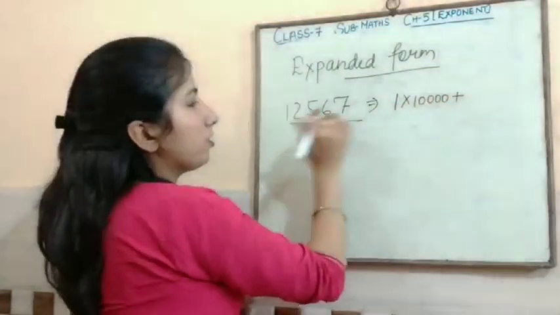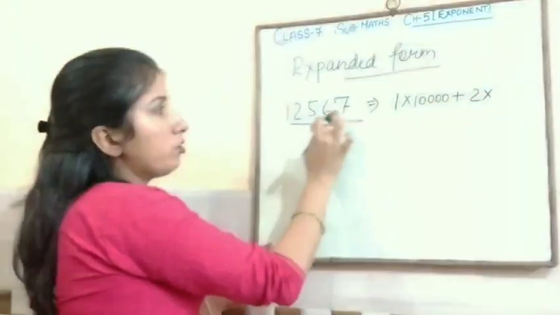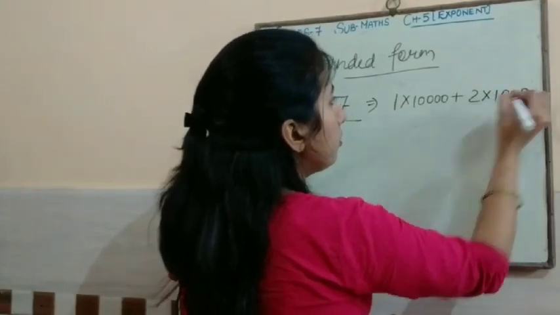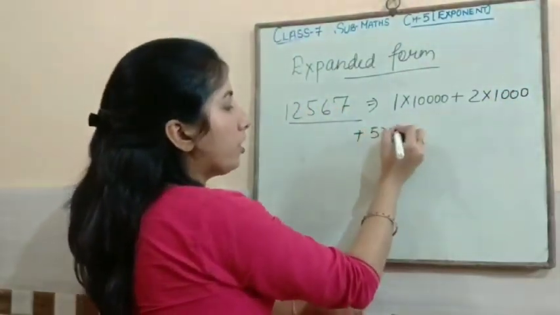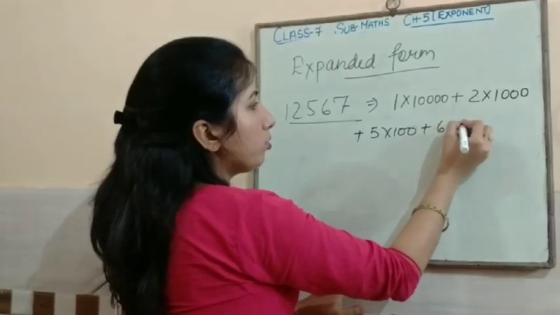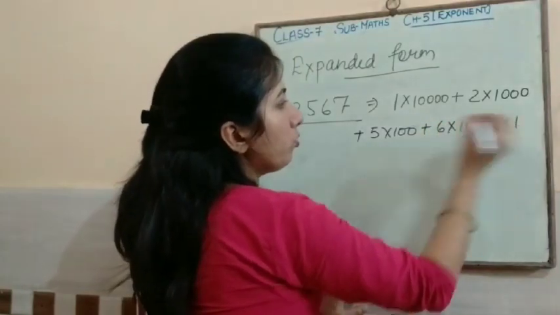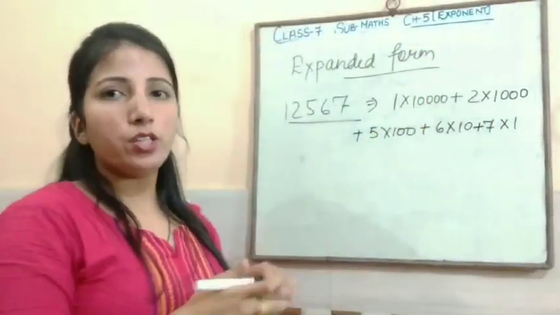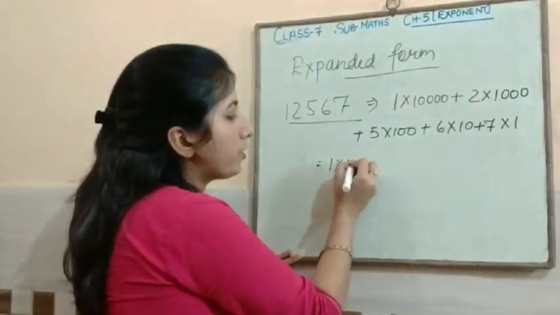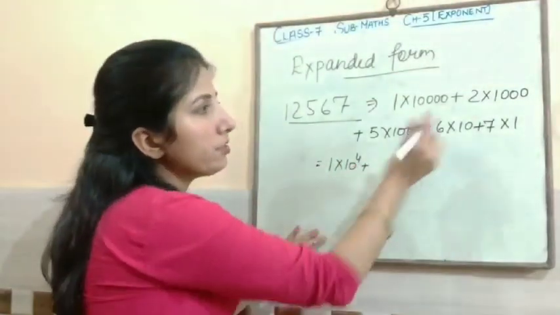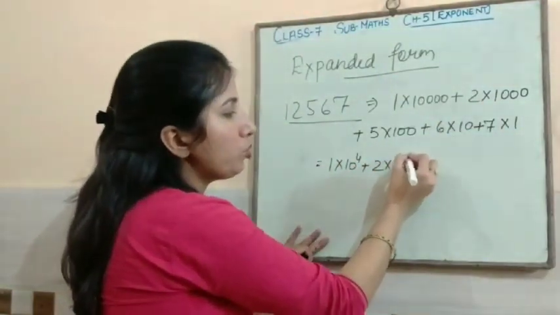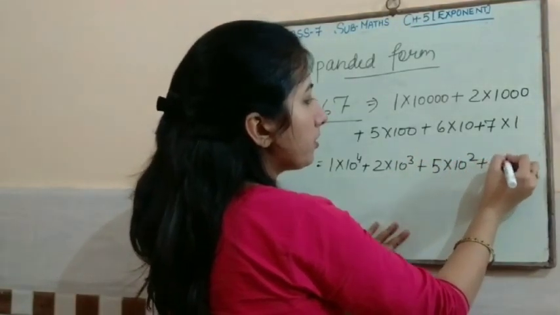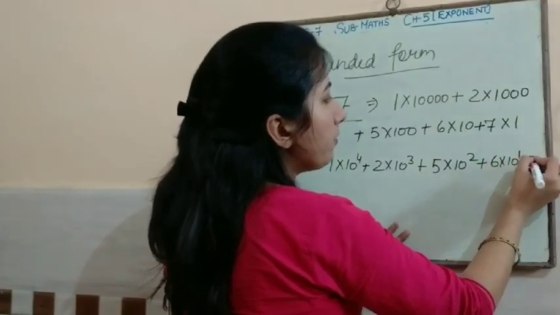10,000 plus 2 into place value of 2 is 1000. So this will be 2 into 1000 plus 5 into 100 plus 6 into 10 plus 7 into 1. So we can write this 10,000 as 1 into 10 raised to the power 4 plus 2 into 10 raised to the power 3 plus 5 into 10 raised to the power 2 plus 6 into 10 raised to the power 1 plus 7 into this is 1.